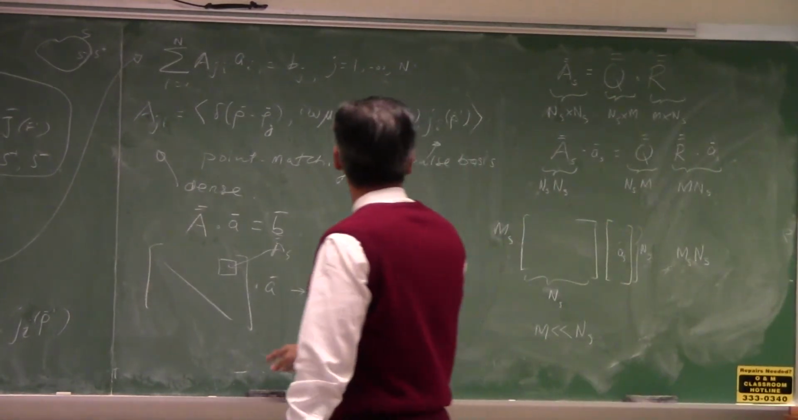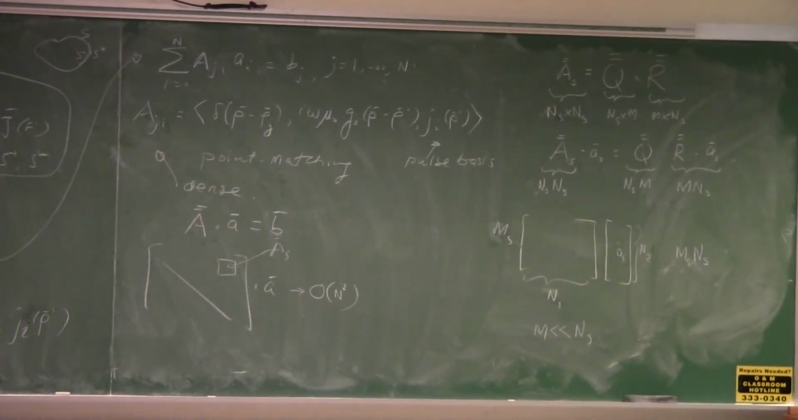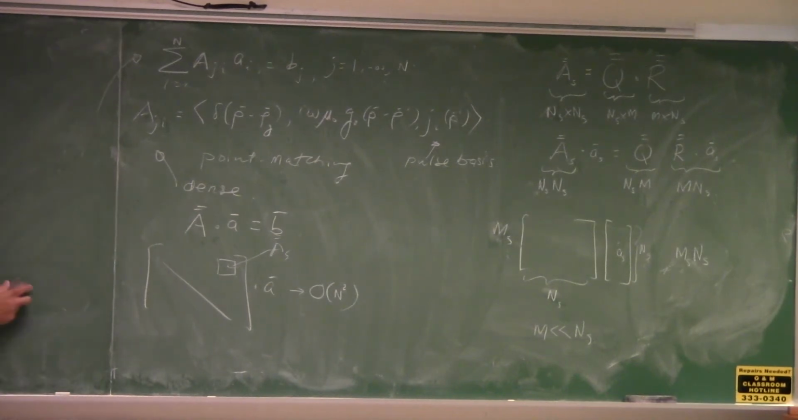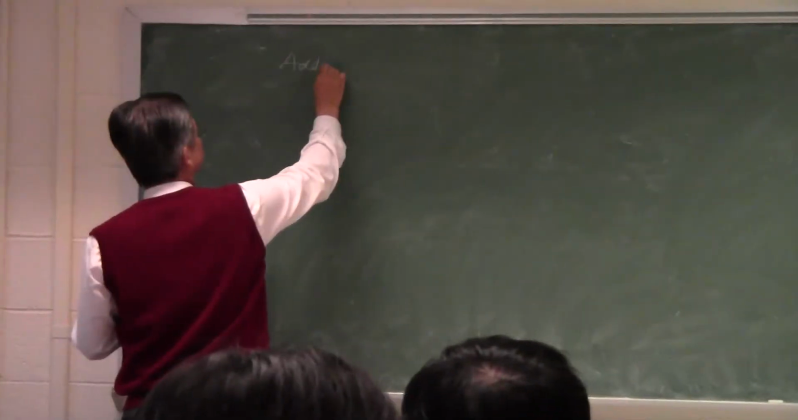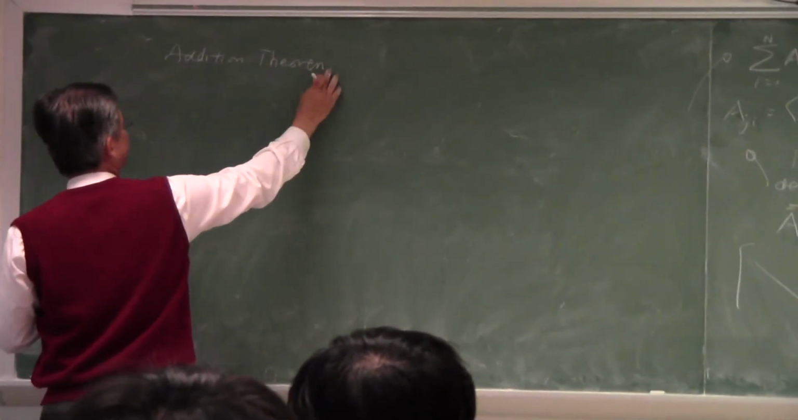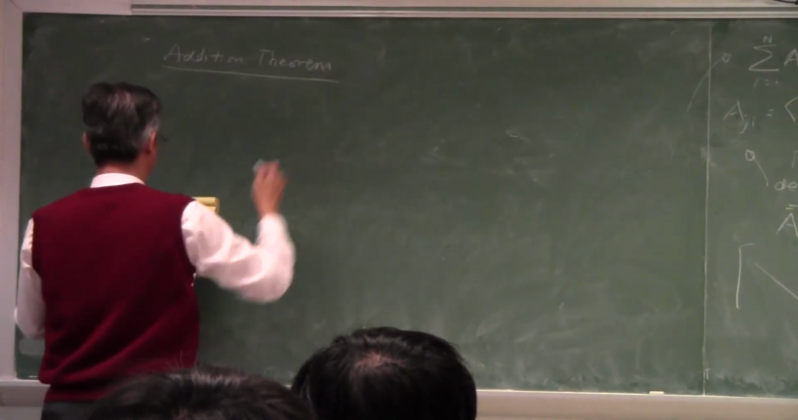But this is not the only way to do matrix factorization. You can get the matrix factorization analytically. Okay, and let's see how we can factorize the matrix analytically. And you will have to use the addition theorem. Or at least my way of showing it is to use the addition theorem. Okay.